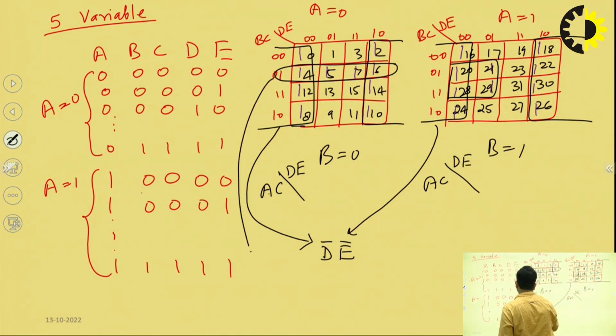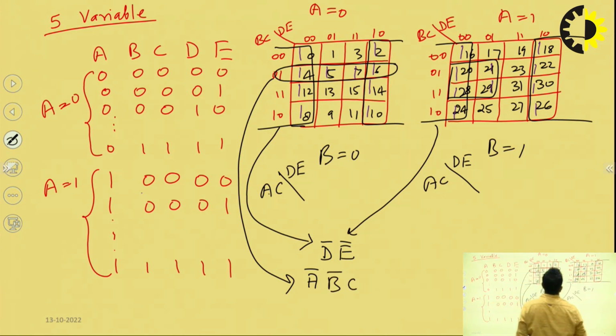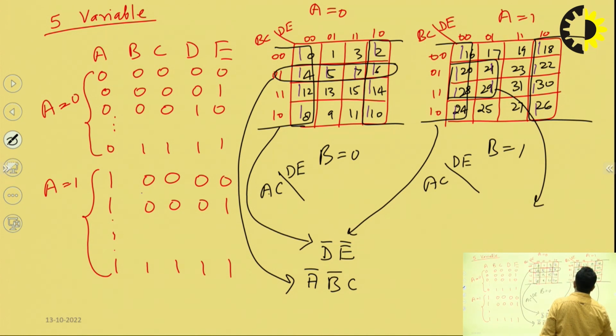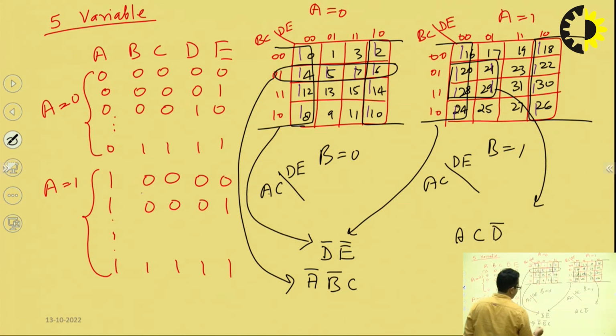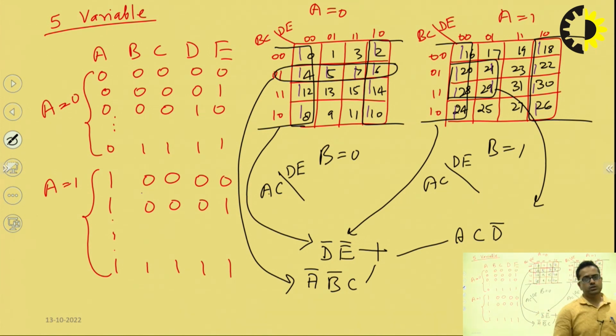Now what about this quad? It is giving me a result of A bar, B bar, C, and similarly this quad is giving me a result of A, C and then D bar. So in this way, by combining this plus this and this, we will get the reduced form of the expressions. So this is all about the K map up to 5 variables.